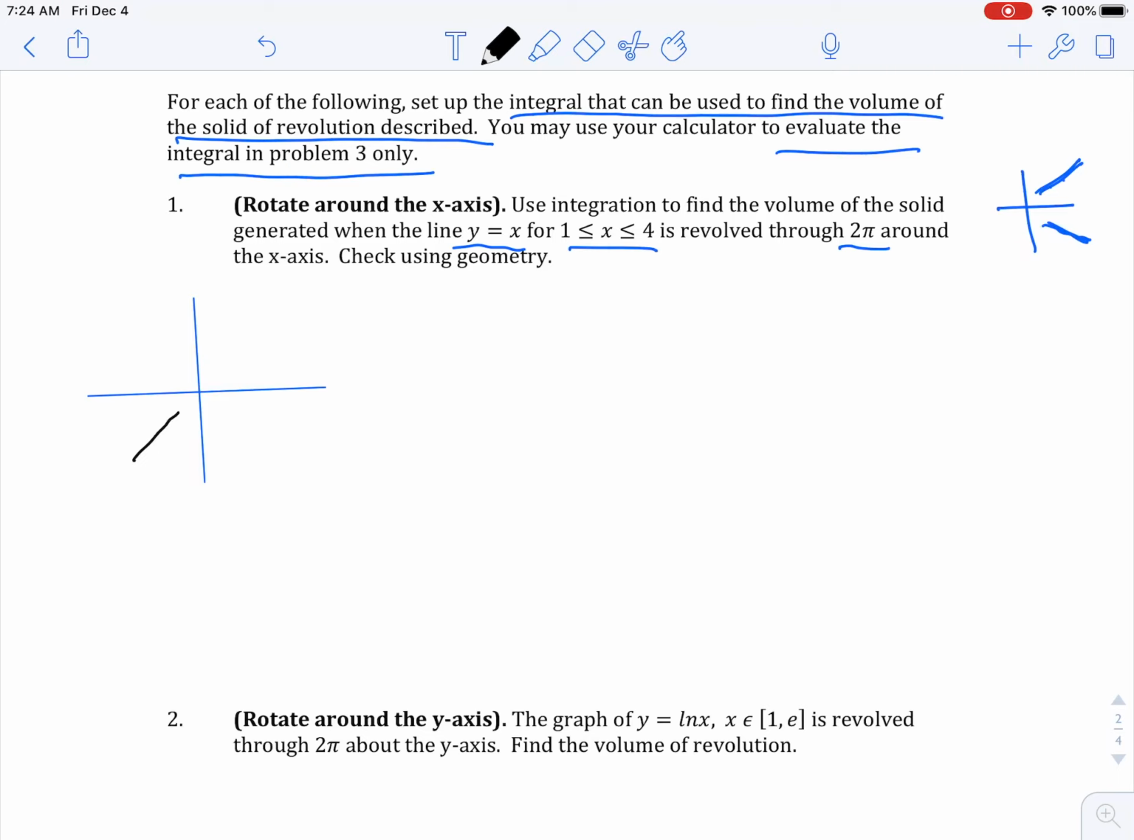So if we look at the line y equals x, it looks like this. But this says we only want the portion of the graph for x between 1 and 4. So if we imagine that right here, here's where x is 1, here's where x is 4. We only want that part of the graph. So I'm going to get rid of this entire line and we'll just draw this portion of it right here, between here and here. And we're going to rotate that around the x-axis.